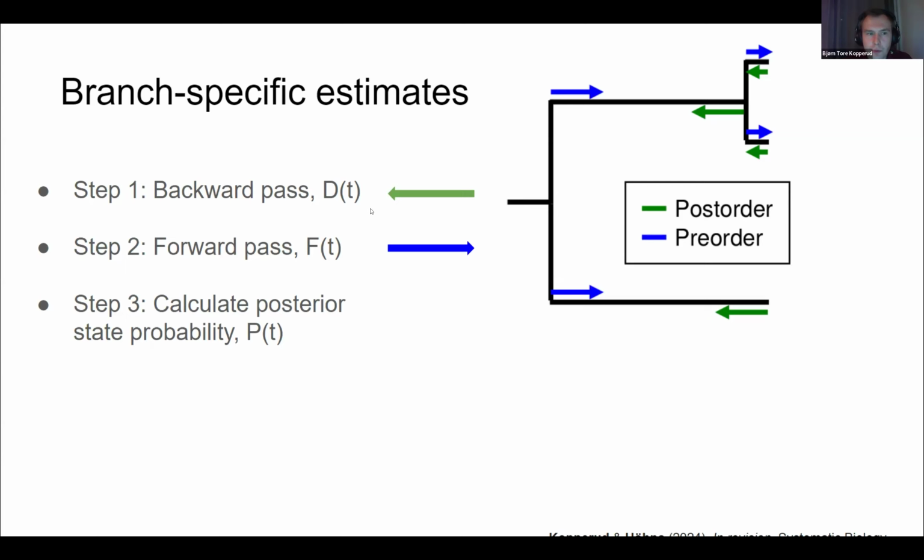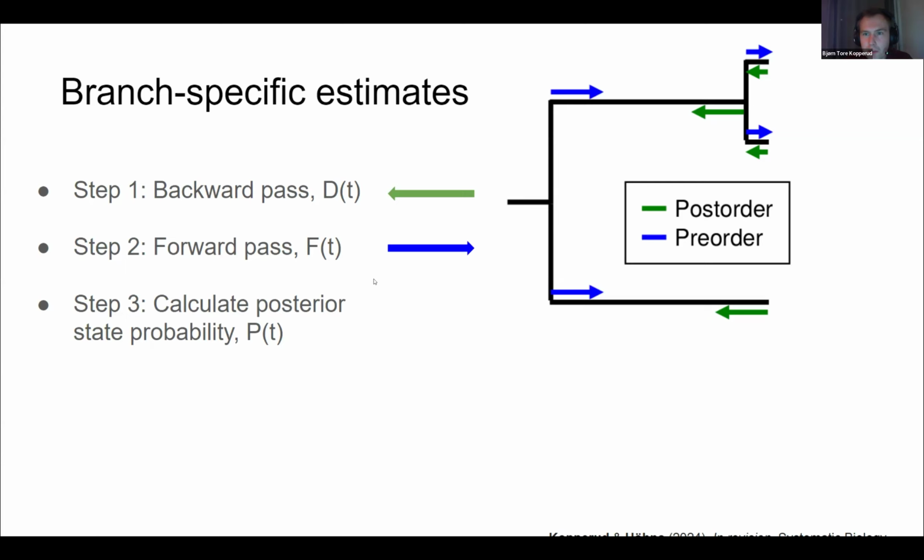And in step 2, we do something similar. We calculate probability densities, but we do it in the reverse order. So we start at the root, then we go towards more recent nodes in the tree, and we end at the tips. So in step 1 and 2, we visit each node only twice. There's no MCMC. And it turns out this is sufficient to calculate the posterior state probability of any rate category for any time and for any branch.